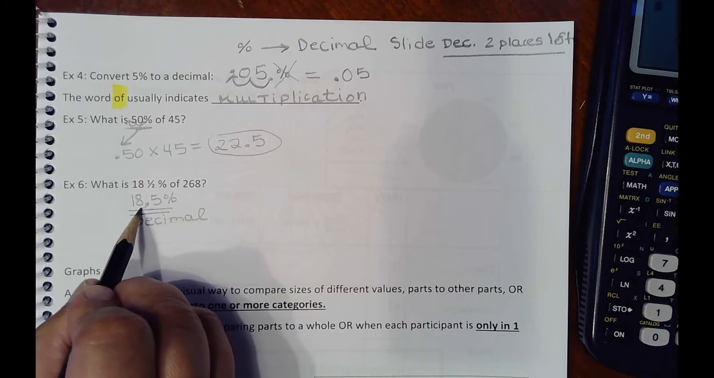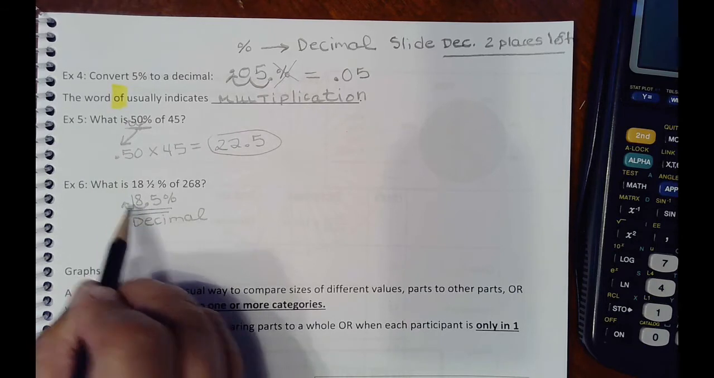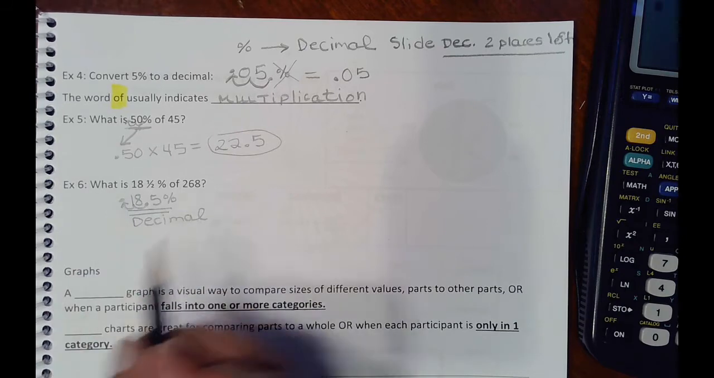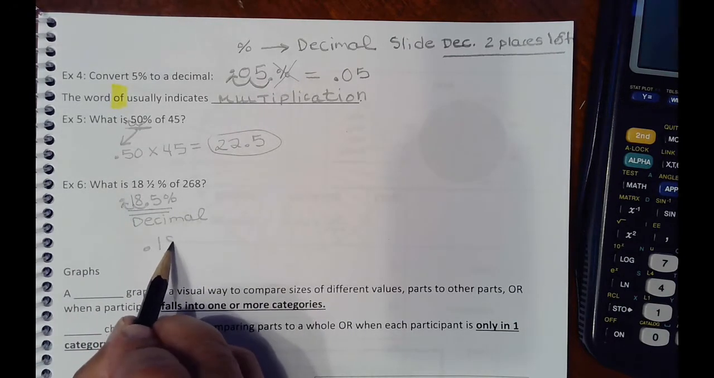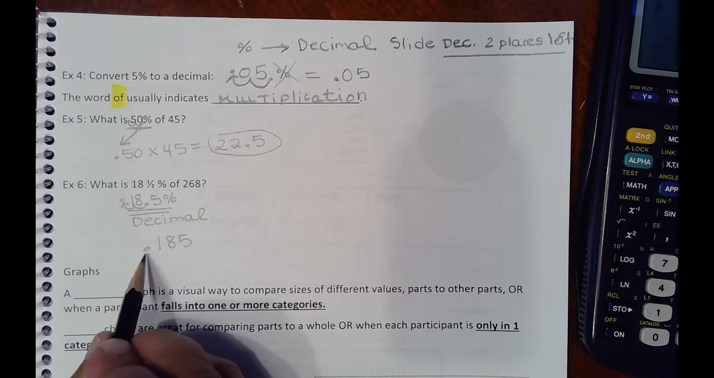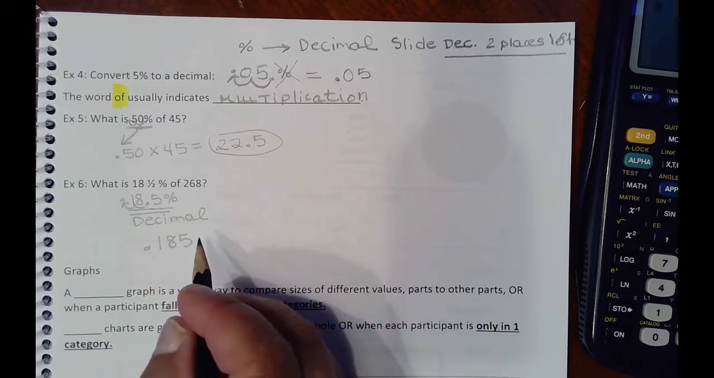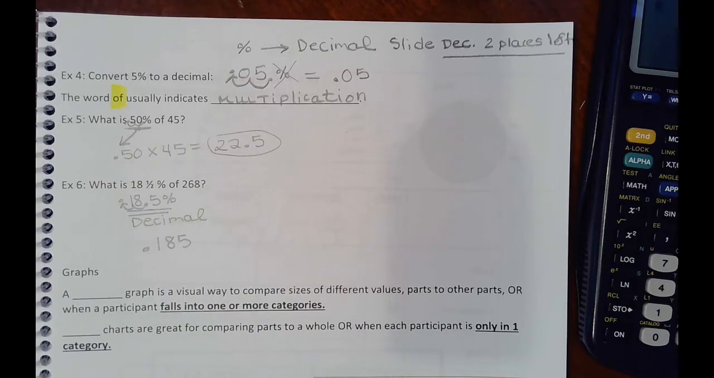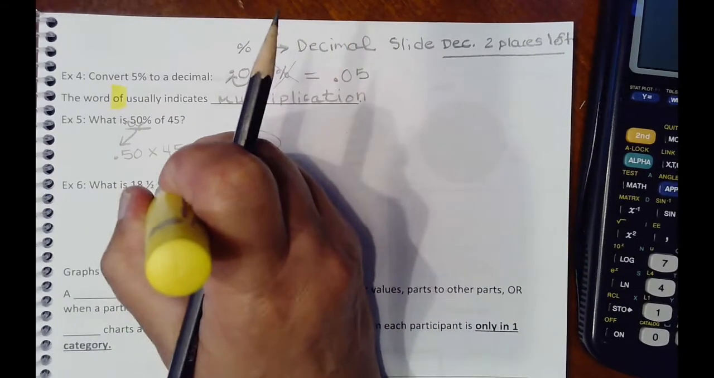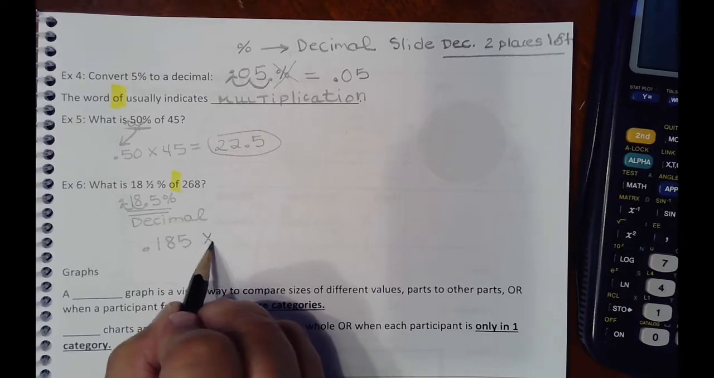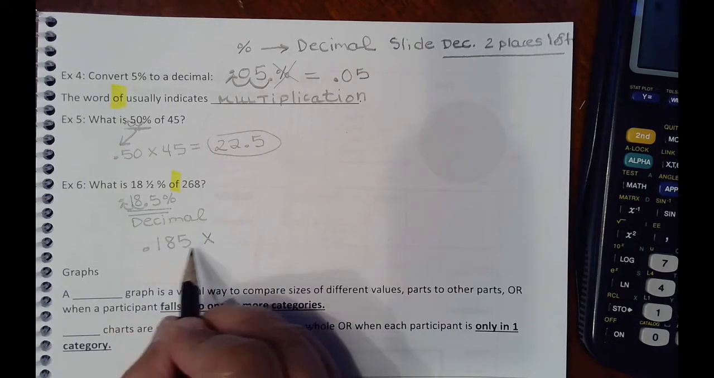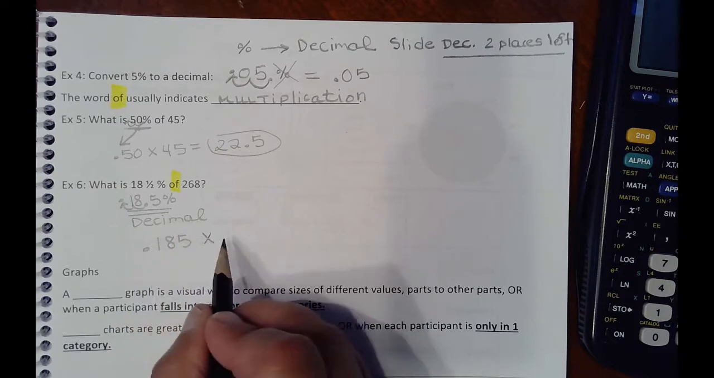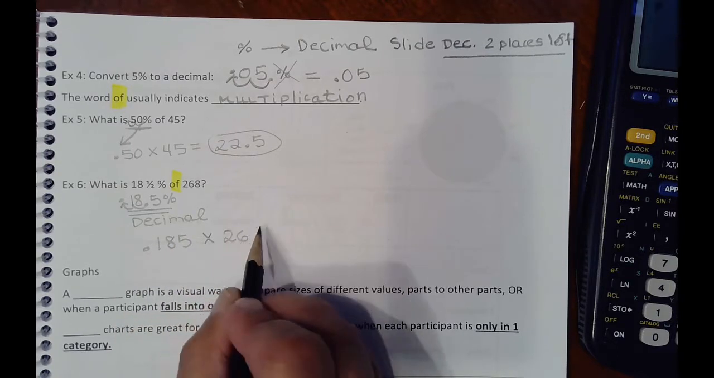So slide this over 2 places to the left, once to get around the 8, once to get around the 1. The decimal is now going to be here. So 0.185 is the same thing as 18.5%. And then we just discussed that the word of in mathematics means to multiply. And we are finding 18.5%, which is what this represents. This represents 18.5% of 268.